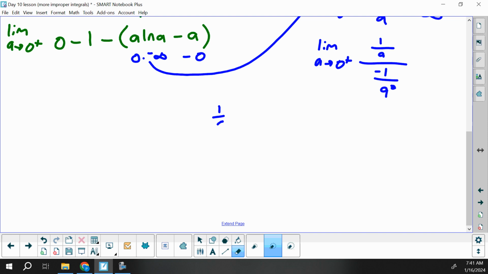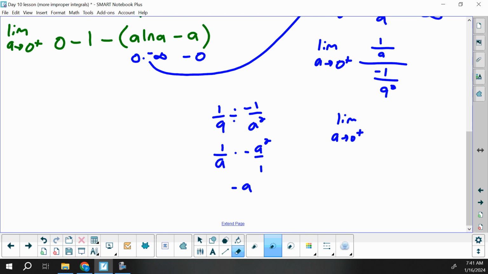Well, 1 over a divided by negative 1 over a squared is 1 over a times negative a squared over 1. One of the a's wipes out, so we just get negative a. So this really becomes limit as a approaches 0 from the right of negative a. So therefore, this is just going to approach 0.